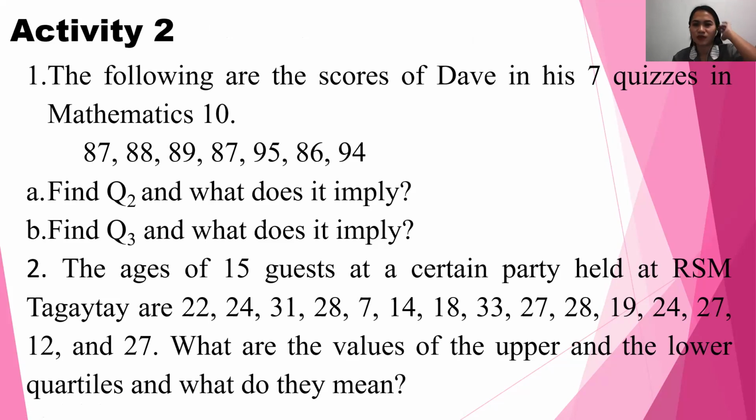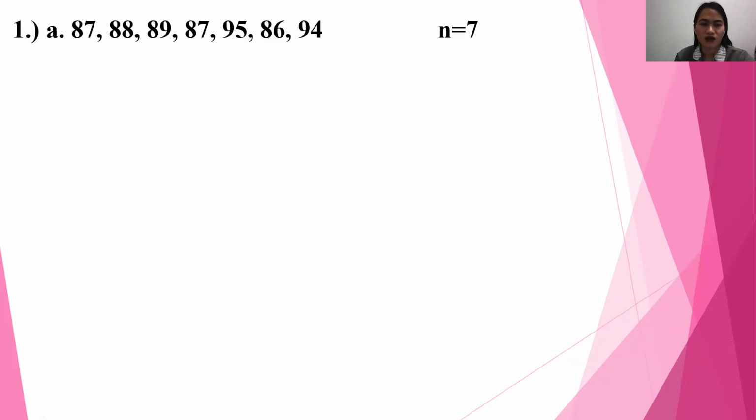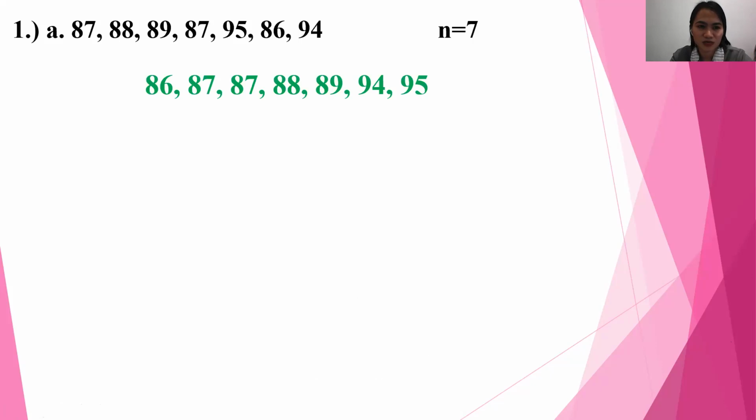Okay, time's up. Let's find the answers to your activity. What is your answer for number 1? Yes, Jovan. Okay, let's check. First, arrange the data distribution from least to greatest. So we get 86, 87, 87, 88, 89, 94, and 95. And the total number of distribution, or the value of n, is equal to 7.